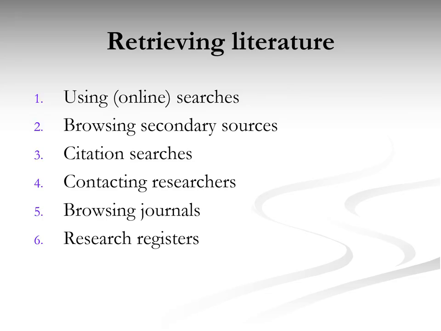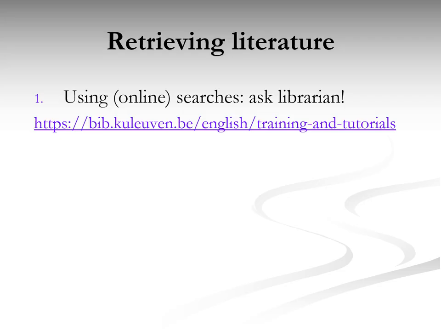To that end, we can look for literature in several steps. I will discuss 6 possible steps. The first step is the use of online databases. So it may be a good idea to ask somebody working in a library to help you with that, or you can find on the website of the university libraries some information about how you can search databases.